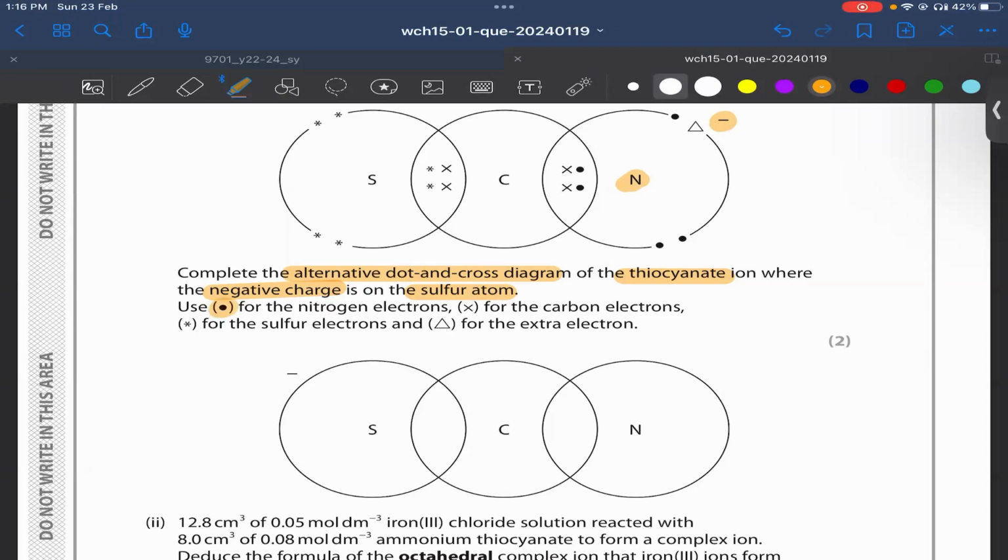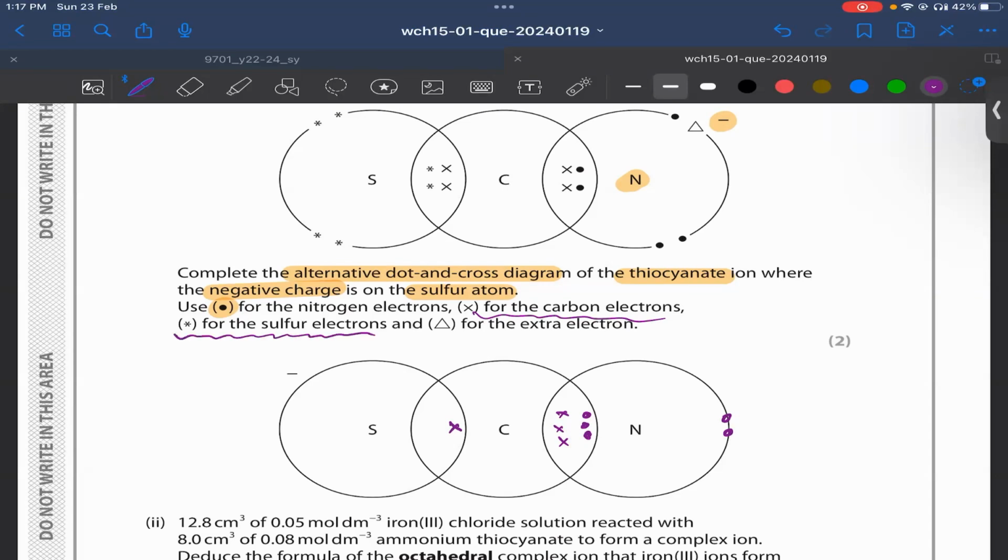Use dots for nitrogen electrons. So let's first draw the nitrogen electrons. Nitrogen will share 3 of its electrons with carbon, and it would have the remaining 2 electrons available. We have drawn all the electrons of nitrogen. Crosses for the carbon electrons. If nitrogen has shared 3 electrons, carbon will also share 3 of its electrons with nitrogen. So 1, 2, 3, and it has 1 left, so it will share this last one with sulfur.